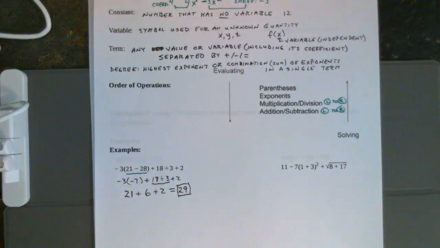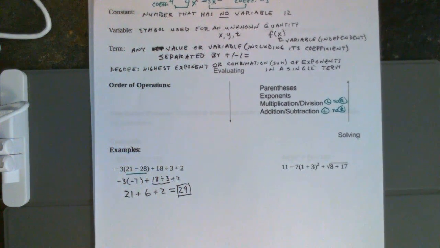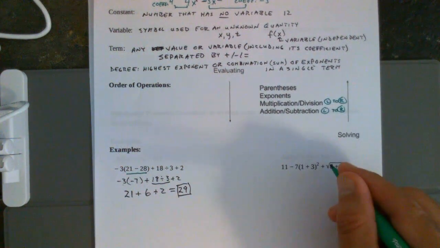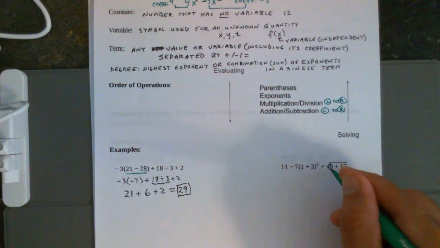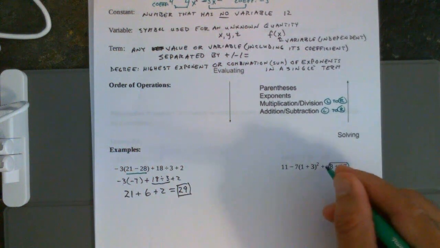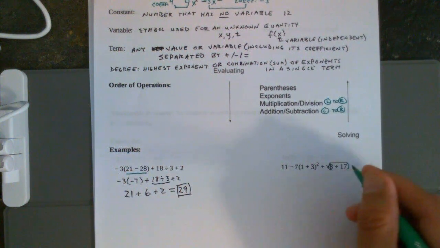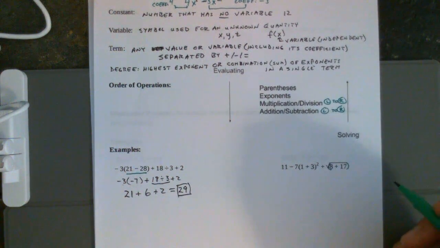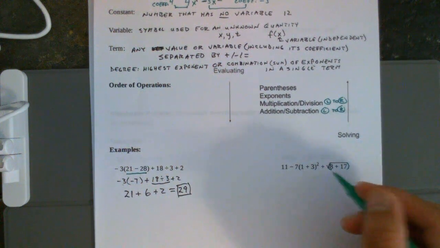In the second example, we have all sorts of things. We have parentheses. We have what are called implied parentheses, meaning the 8 plus 17, because it's all inside a square root, that is considered to be in parentheses, even though we don't tend to write them. If it helps you to write them, that's fine also.